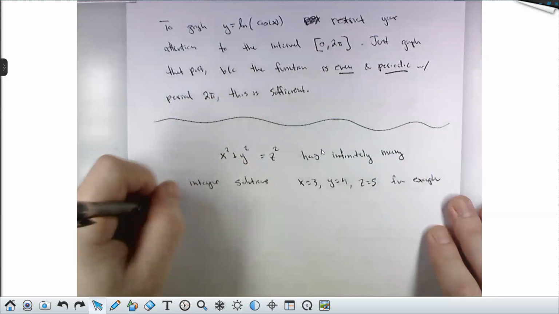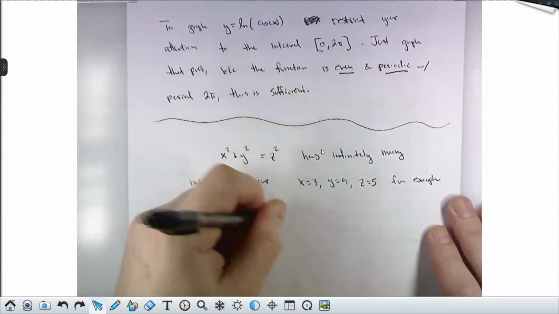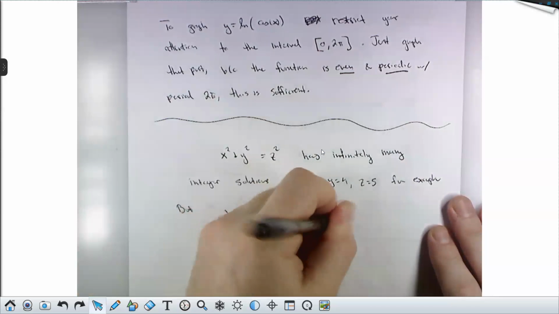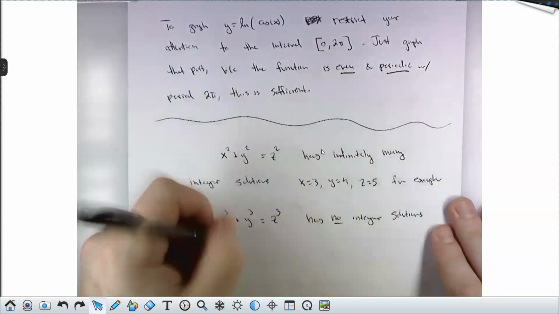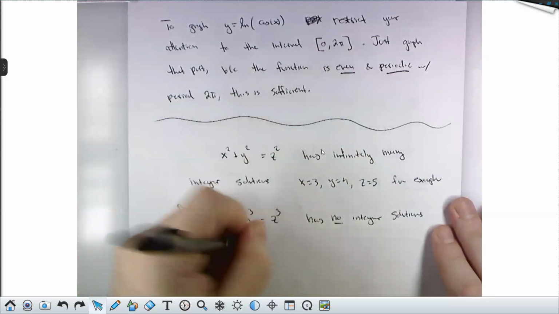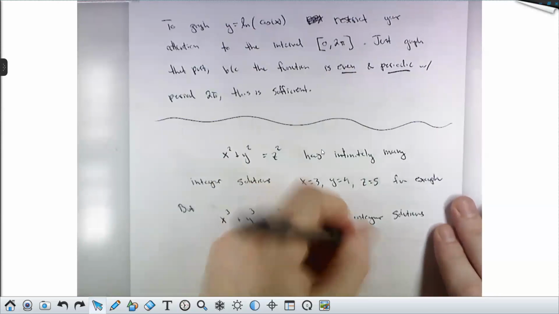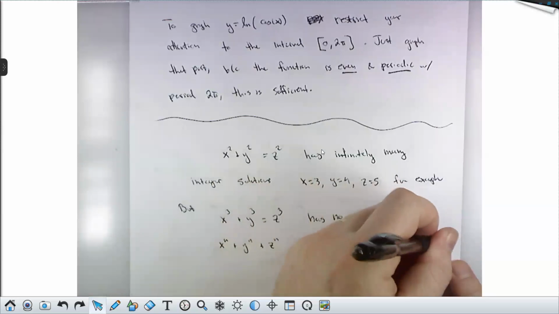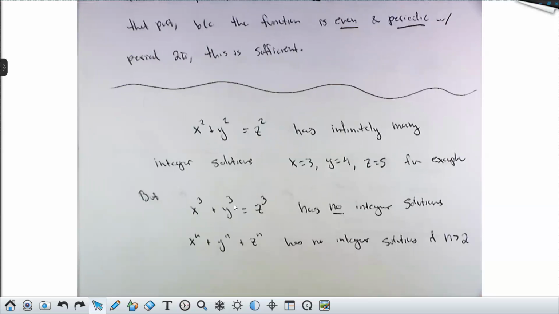But if you let the power be larger, like x cubed plus y cubed equals z cubed, this has no integer solutions. And in general, x to the n plus y to the n equals z to the n has no integer solutions if n is bigger than 2. And this statement down here at the bottom is called Fermat's last theorem. And it's an incredibly hard thing to prove.